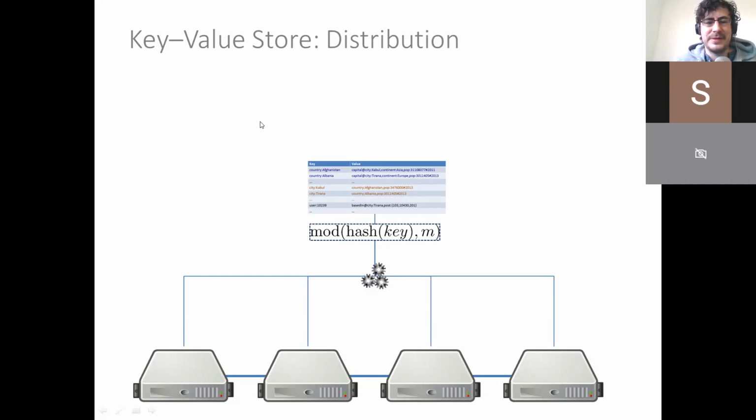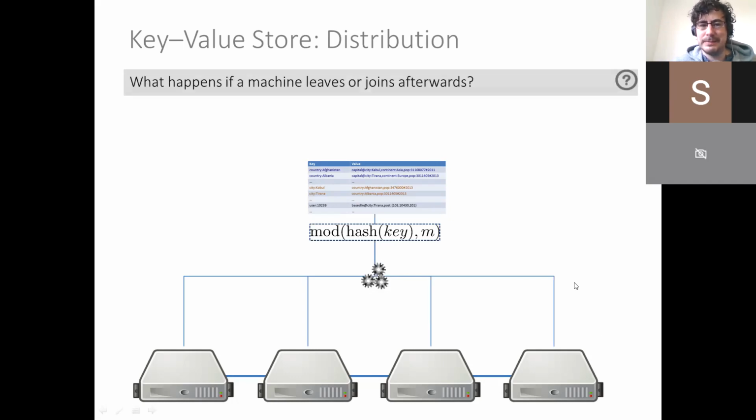There is a difference though compared to MapReduce or Spark, which is that we're going to be storing this data persistently over time. It's not just that we distribute them for some task, compute the result, and save the output to HDFS. So what happens if we've already created our index with 4 machines and now we add a 5th machine? What happens if a machine leaves or joins afterwards? That would change the number here from 4 to 5 or 4 to 3.